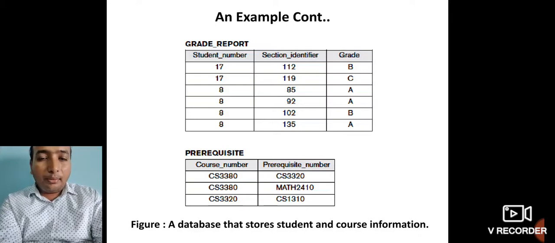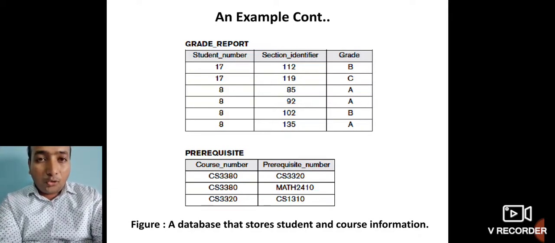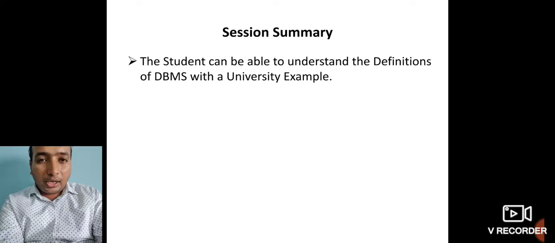So I think you are clear from this figure about how we need to create a database and what we mean by a table or a file and what we mean by an attribute or a column there. So with that, let us conclude today's session. In today's session summary, the student is able to understand the definition of a database management system along with the 5 important functionalities related to your database, and along with that we have learned today how to have a university database with its different files and attributes there.